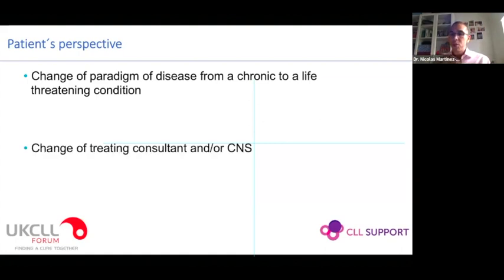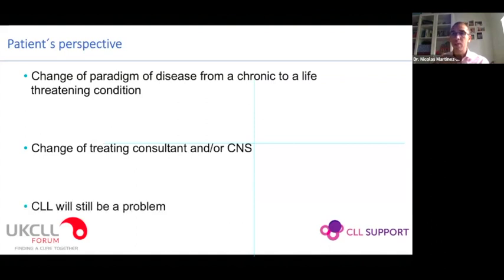There is another issue: sometimes it will involve changing consultants, CNSs, sometimes changing hospital if you have to refer the patient, and it causes a big anxiety to patients to change their known set of treating clinicians and nurses. So be mindful to explore that, and ensure the patient has continuity with the other teams.